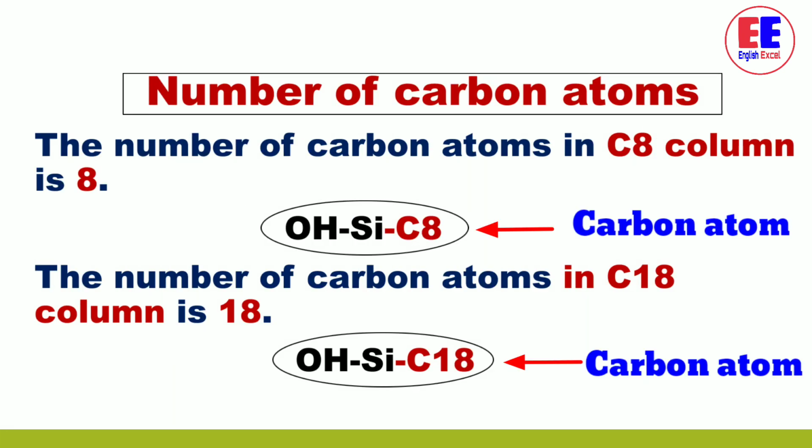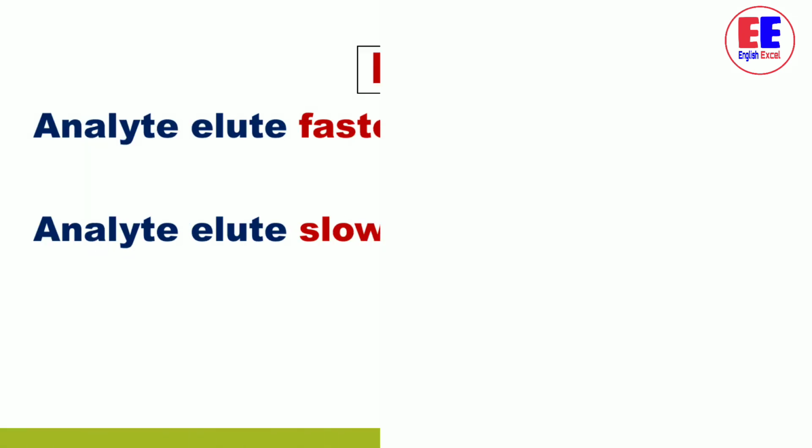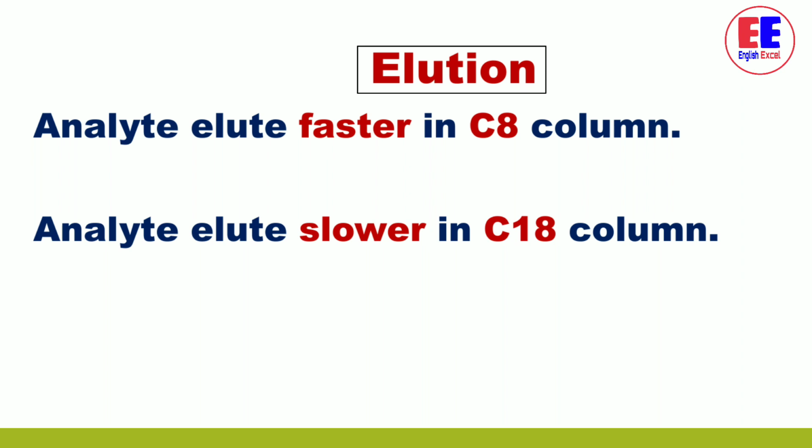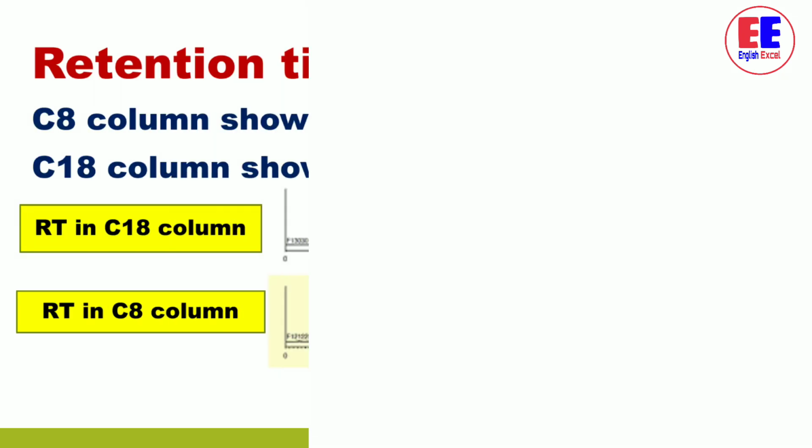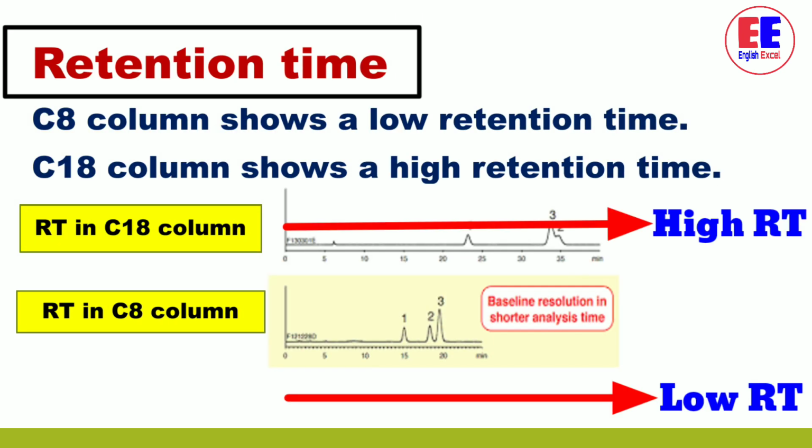Next is, on the basis of number of carbon atoms present in the two columns. The number of carbon atoms in C8 column is 8. On the other hand, the number of carbon atoms in C18 column is 18. Next is, on the basis of elution. In case of C8 column, analyte elutes faster. On the other hand, in the case of C18 column, analyte elutes slower. Next is on the basis of retention time. C8 column shows a low retention time. On the other hand, C18 column shows a high retention time.